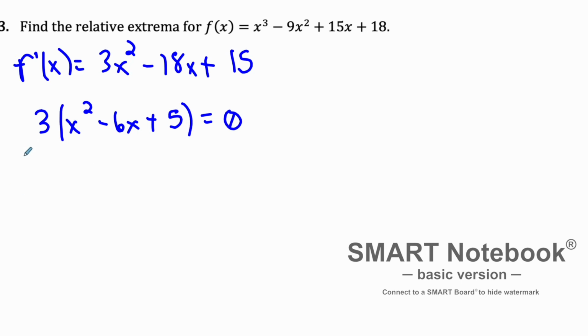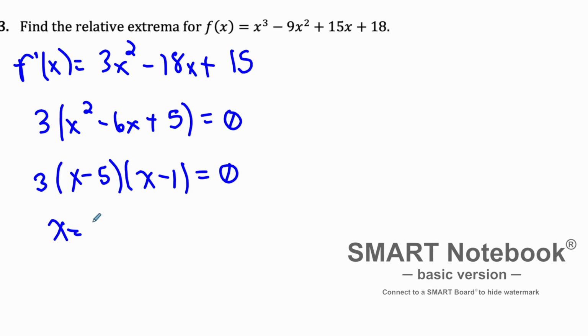Keep factoring. You can get rid of the 3 because that's not going to do anything, or you can just bring it along. It doesn't really matter. Like I said, it's not going to provide a 0 for us, so you can get rid of it. And really what you're doing is dividing by 3, because 0 divided by 3 is just 0. So that's one option, or you can just leave it there. It doesn't really matter. So what makes this 0 is when x is 5 and when x is 1. There we go.